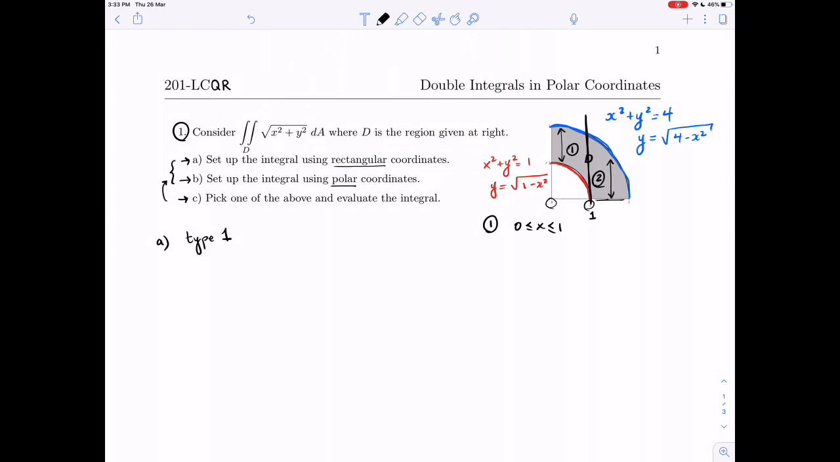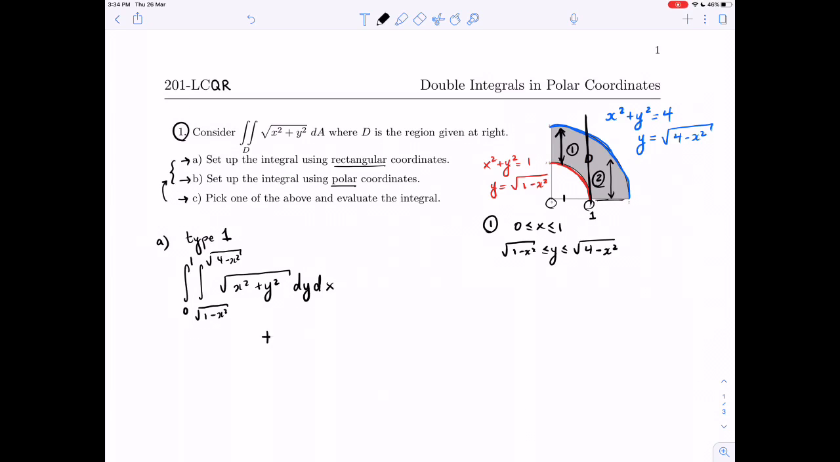So in region 1, for any fixed x value, y is going to go from the red curve up to the blue curve. In other words, it's going to go from the root of 1 minus x squared is less than or equal to y is less than or equal to the blue curve, which is the root of 4 minus x squared. So that gives me the boundaries of my integral, so double integral from 0 to 1 of the integral from the root of 1 minus x squared to the root of 4 minus x squared of our function, which is the root of x squared plus y squared. And I've done this in the order dy dx, but that's not all.